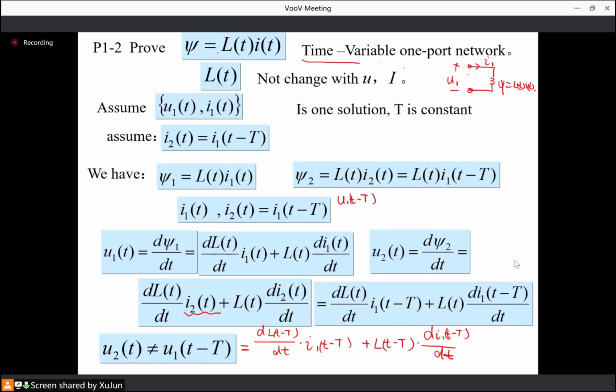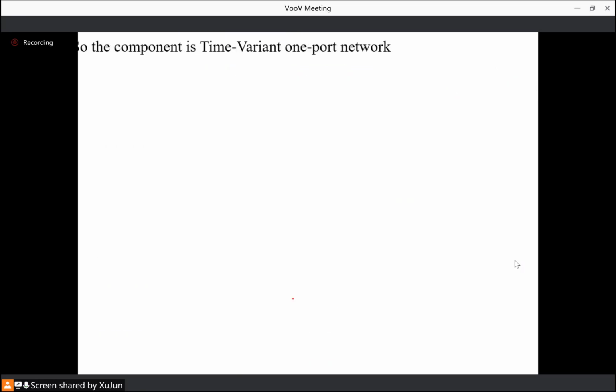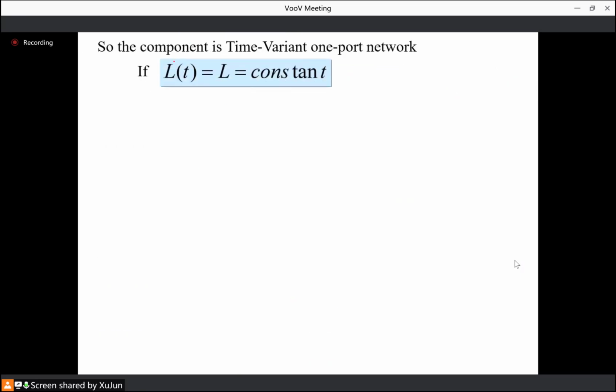Come from this L containing T. So the U1(t) delay, I1(t) delay is not a solution, because with I1(t) delayed, the solution U2(t) is not equal to the U1(t) delay. So this component is a time-varying network.